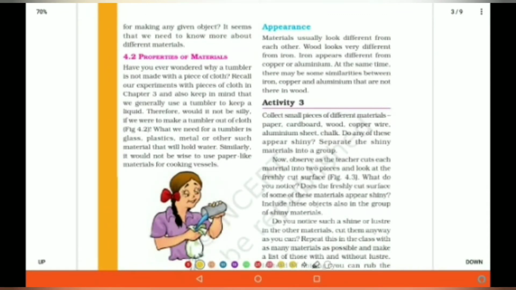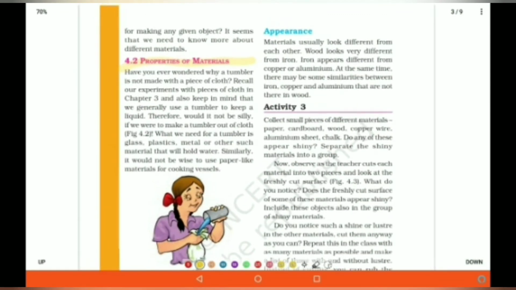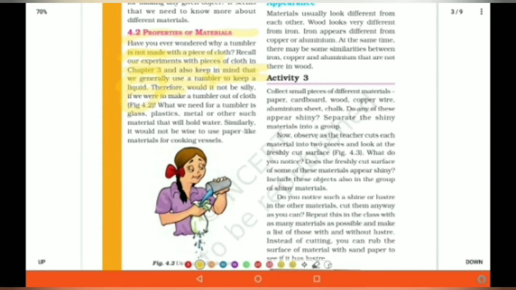Now, properties of materials. Have you ever wondered why a tumbler is not made of a piece of cloth? Recall our experiments with cloth in chapter 3, and also keep in mind that we generally use a tumbler to keep liquid, right? Therefore, we would not be so silly as to use a tumbler made up of cloth. Why? Because cloth has pores in it through which liquid can seep in and fall down.